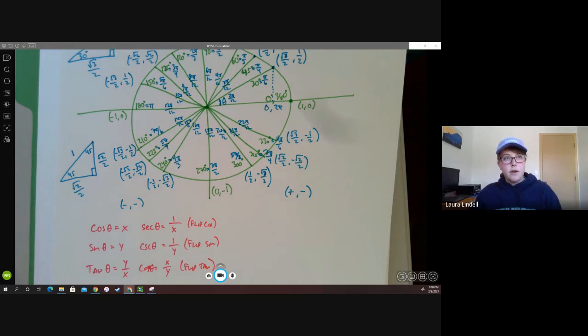Okay, so we're going to get a little bit of practice here with finding things on the unit circle, figuring out what sine, cosine, and tangent are for some common angles.